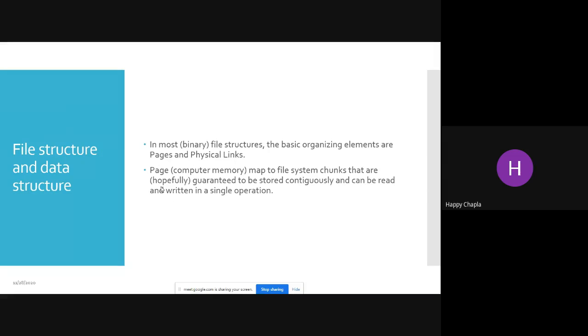So now in most cases when we use binary file structures, the basic organization elements are pages and physical links, right? Like from this page to this page I need to connect, from this computer memory disk pages, that means some kind of memory space, right?